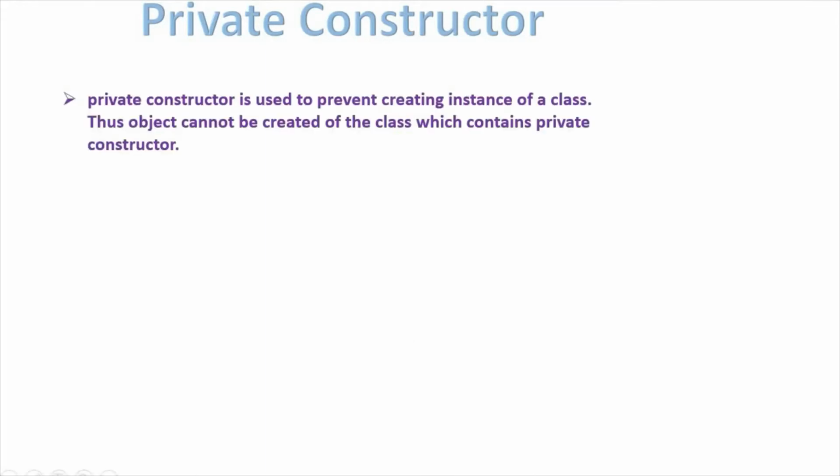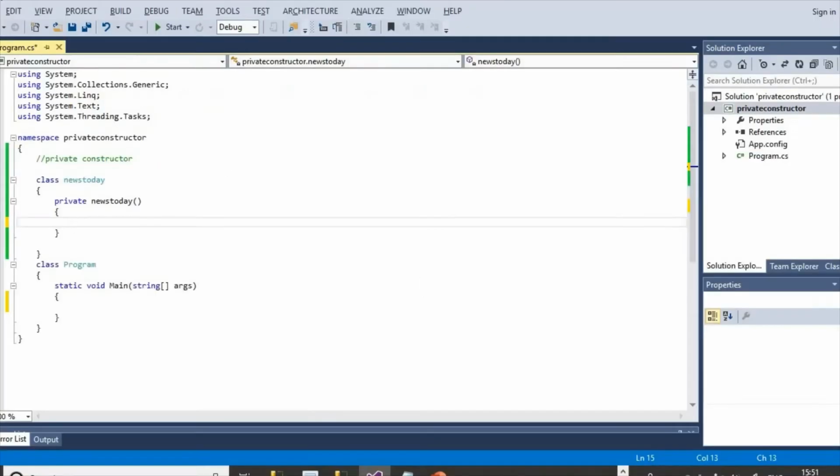Private constructor. Private constructor is used to prevent creating an instance of a class. Thus, an object cannot be created of the class which contains a private constructor.